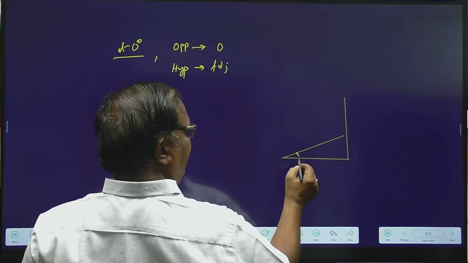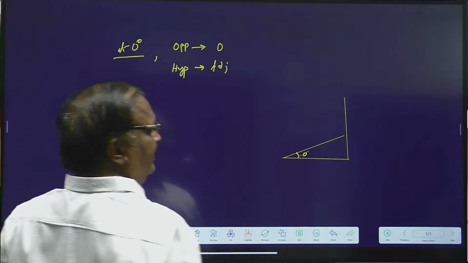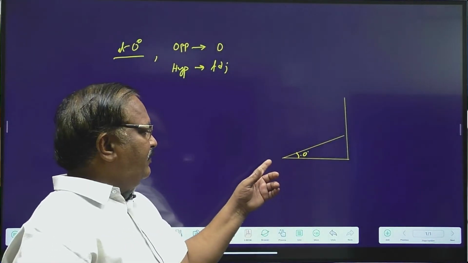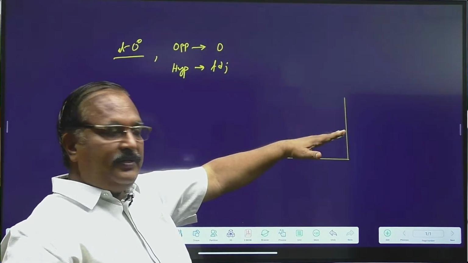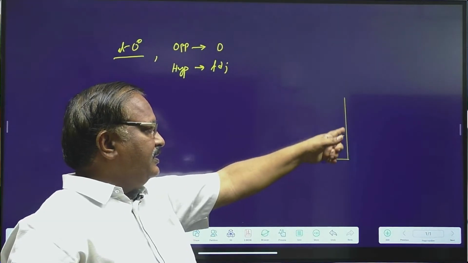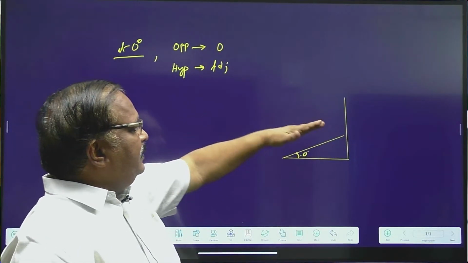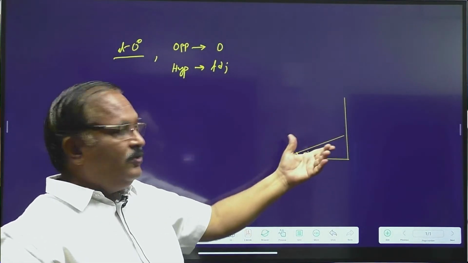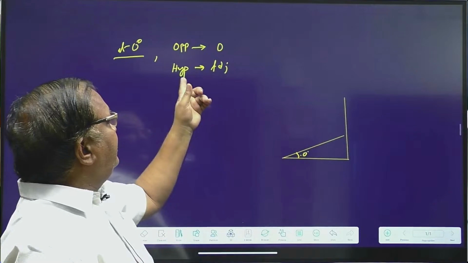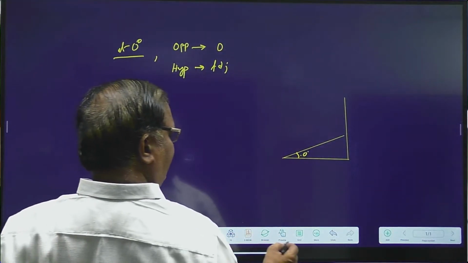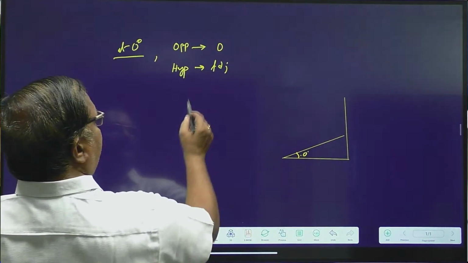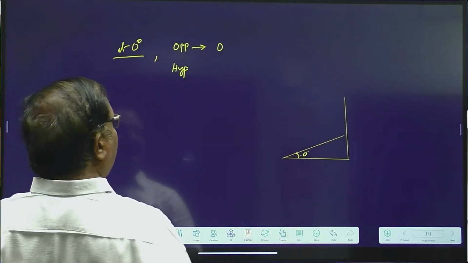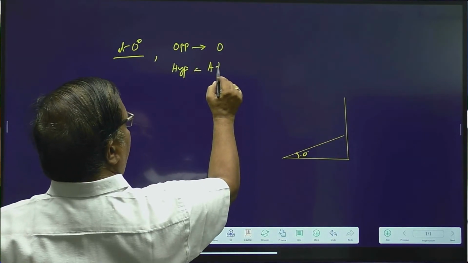This is the angle I am thinking. Okay, it is not 0 degrees. So finally, if this hypotenuse falls, what happened? This opposite side is becoming 0 and this hypotenuse is falling on the adjacent side. Therefore, hypotenuse is equal to adjacent side. I will write it properly. So hypotenuse is equal to adjacent side.